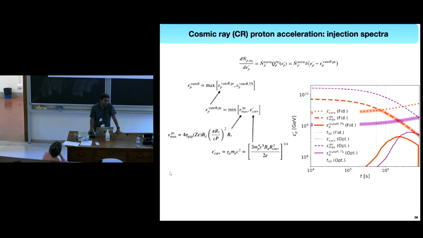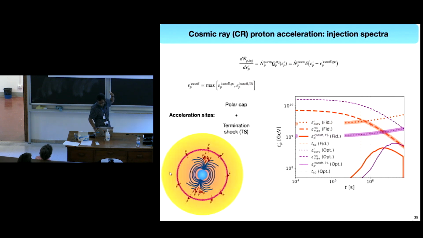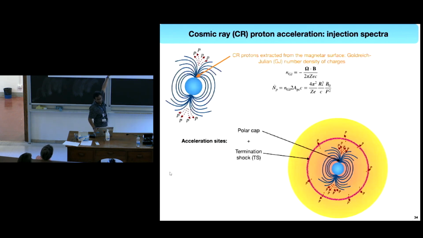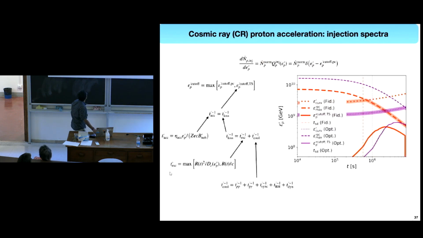Well, it depends how you define a lot. You have the spectrum and you integrate it and you get a number, and that's given by the Goldreich-Julian. So if you do N dot p times t, that gives you a total number, right? If you integrate the spectrum over energy, that should give you the total number. Okay.